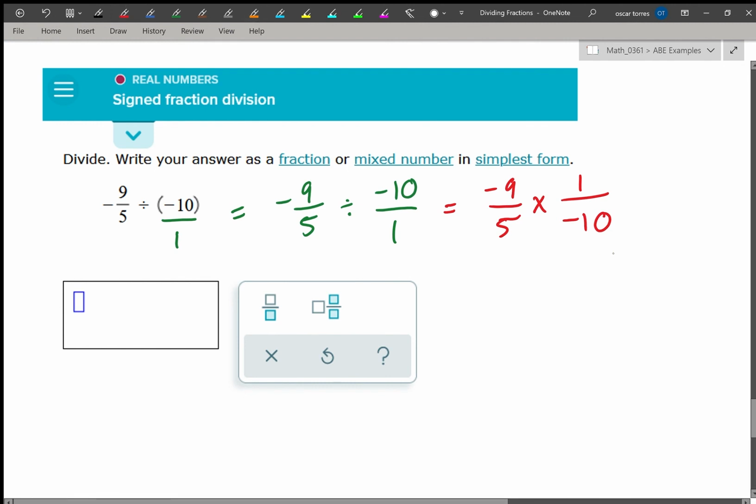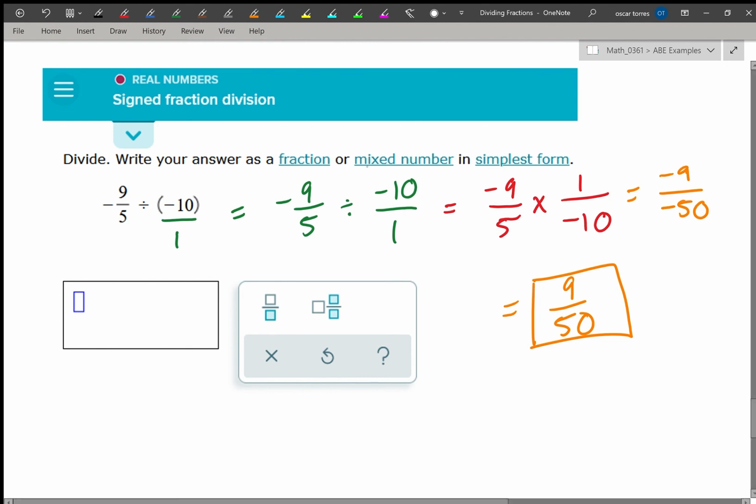If I look at my diagonals to see if we can simplify anything, we can't. So we go ahead and multiply the numbers from left to right. Negative 9 times 1 gives me negative 9. 5 times negative 10 gives me negative 50. So we have negative 9 over negative 50, which isn't necessarily wrong, but the problem does want us to write it in simplest form. A negative divided by a negative is going to result in a positive answer. So my final answer is actually 9 over 50, and the answer is positive.